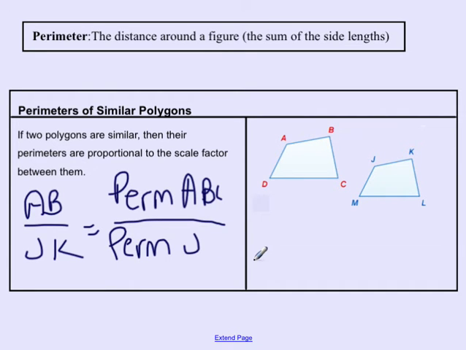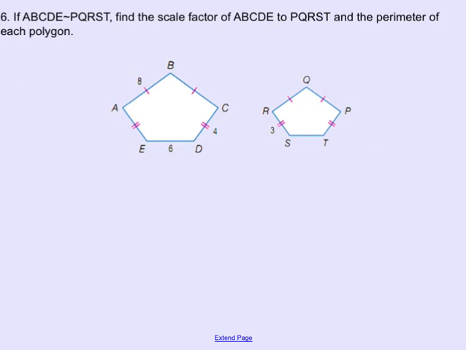So then the two quadrilaterals have the same perimeter in that same proportion. So let's apply that. Let's take a look at number 6. For number 6, we have a pentagon. We know that ABCDE is similar to PQRST, so we need to first find a scale factor and use that to get the perimeter.